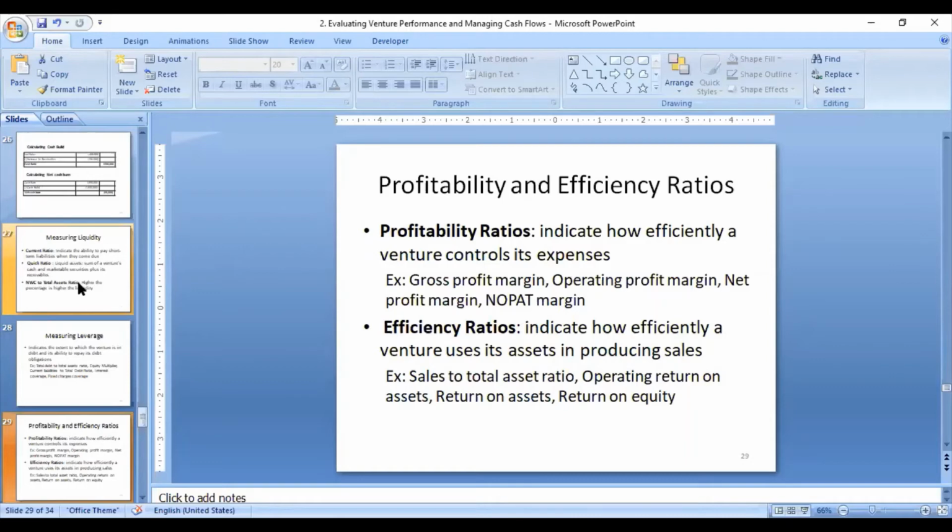And also we can measure profitability using return on equity and return on assets, using total assets. It also indicates how efficiently a venture uses its assets in producing sales. Say, for example, return on assets normally comes as a percentage. If the return on assets is 40%, that means they are using 40% of the total assets to generate the sales. So we can get some idea of that level of asset efficiency by looking at the ratios.